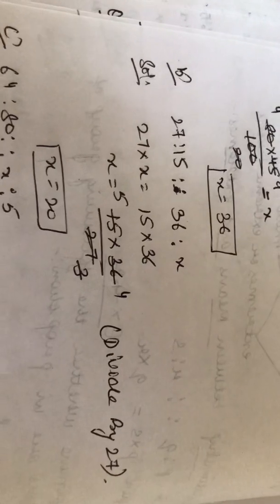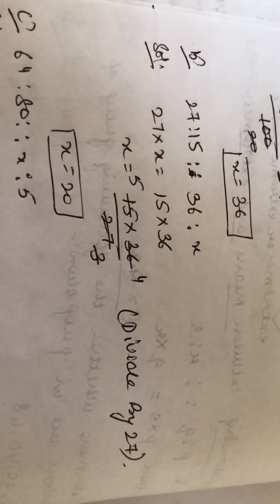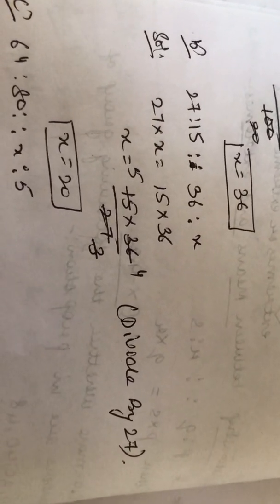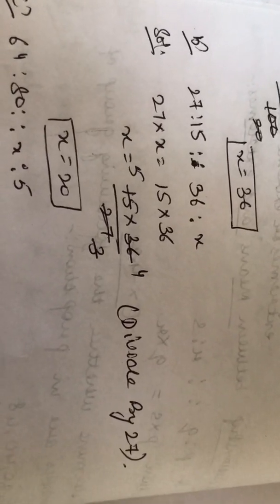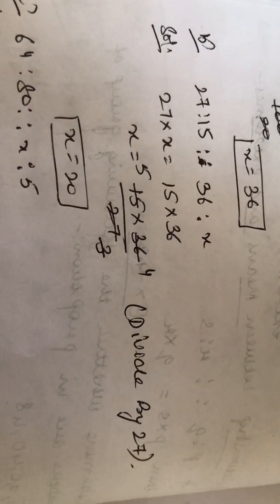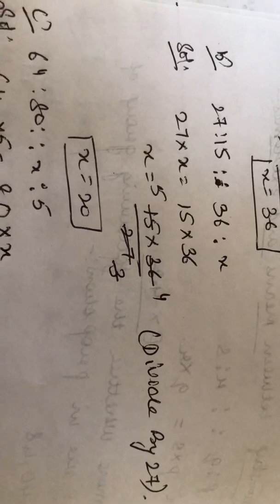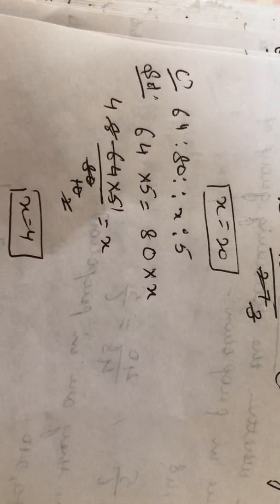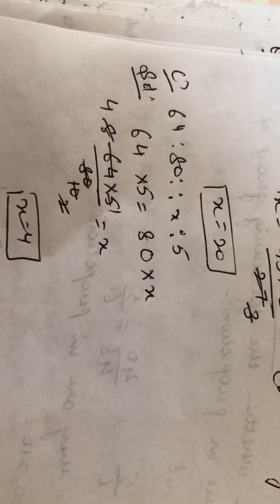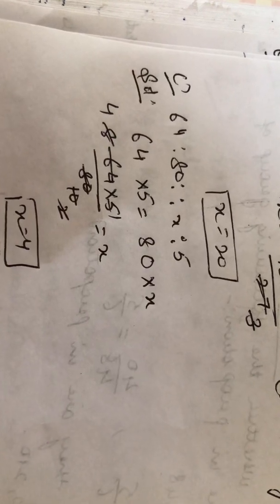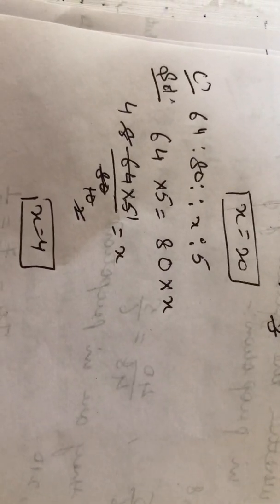B part, 27:15 proportion 36:X. Now 27 into X is equal to 15 into 36. Again the relation. So divide by 27 on both the sides. We are getting 15 into 36 divided by 27. So you can further simplify it and we are getting 20. C part, 64:80 proportion X ratio 5. So it is 64 into 5 is equal to 80 into X. Again we apply the relation. Now divide by 80 on both the sides. So we are getting X is equal to 4.